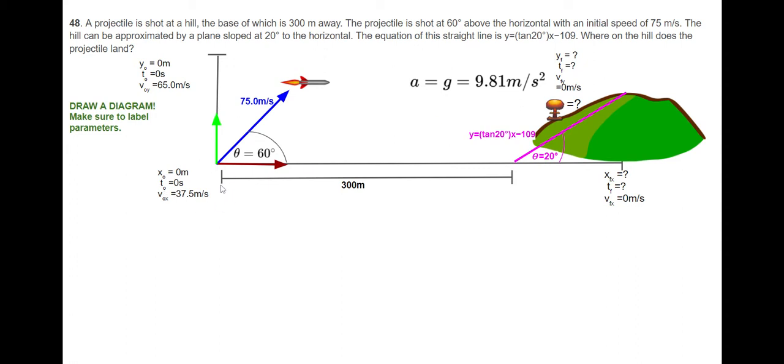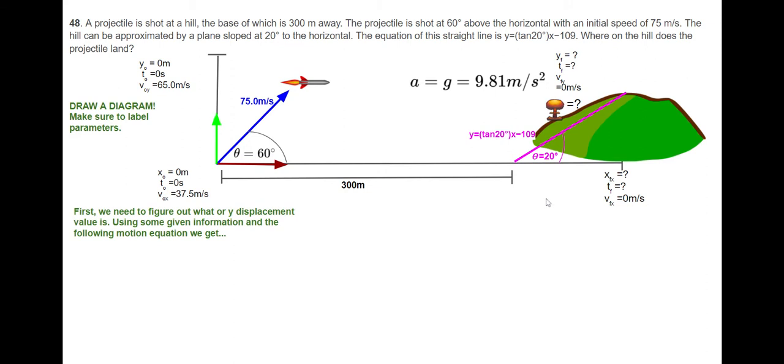So as you can see, we took the information from the problem: the 300 meters from the projectile shot to the hill, the 60 degrees above the horizontal, the 75 meters per second drawn as a vector in blue, the hill, which shows 20 degrees above the horizontal, with the following equation, y equals the tangent of 20 degrees x minus 109. So what is the problem asking us? It's asking us where on the hill does the projectile land?